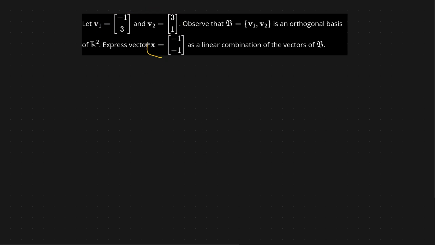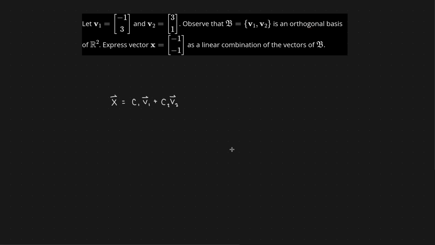We want to express vector x as a linear combination of the vectors of set B, so a linear combination of vectors v1 and v2. All right. So we want to find coefficients c1 and c2 to make this linear combination work. Now, we've learned how to solve linear combination equations before, and we could do it the same way we have done, but we do have an extra piece of information here. We know that these vectors form an orthogonal basis of R2.